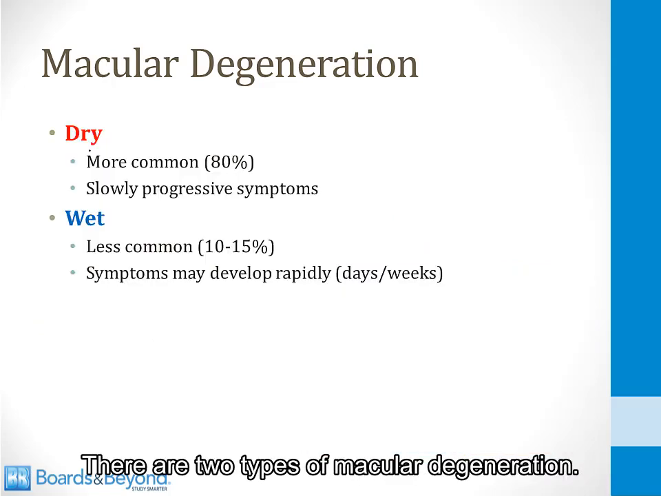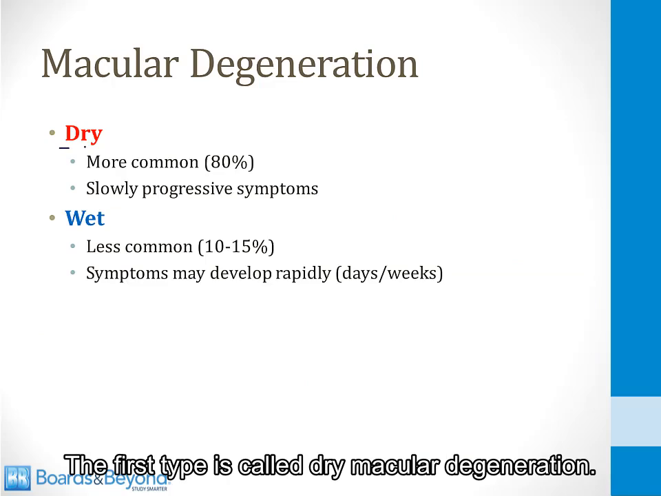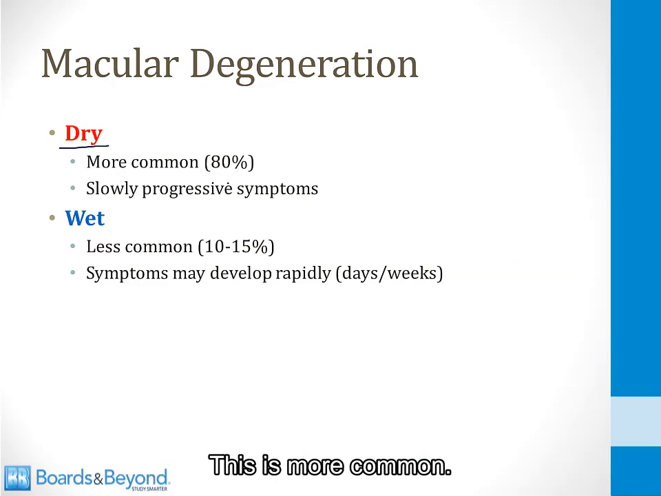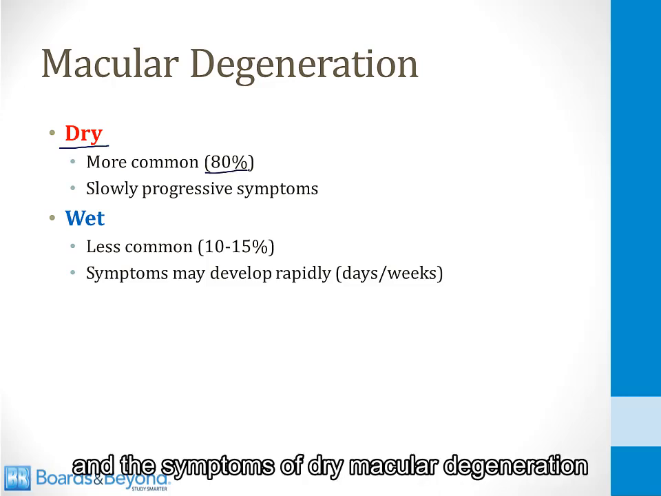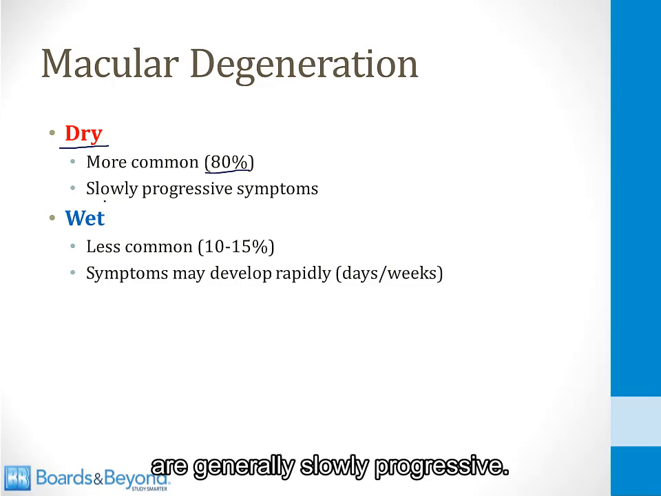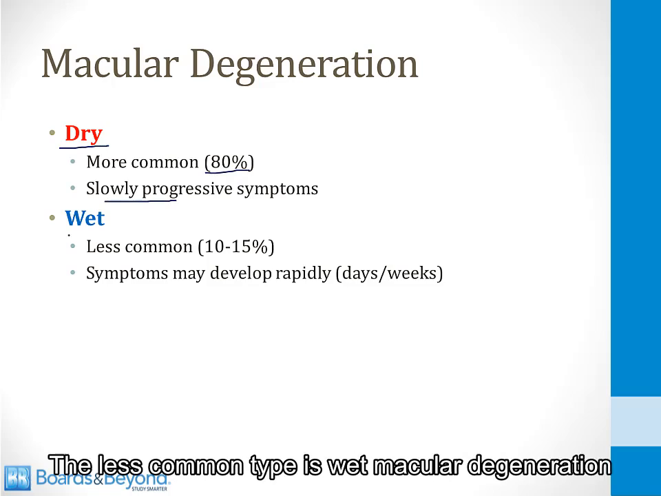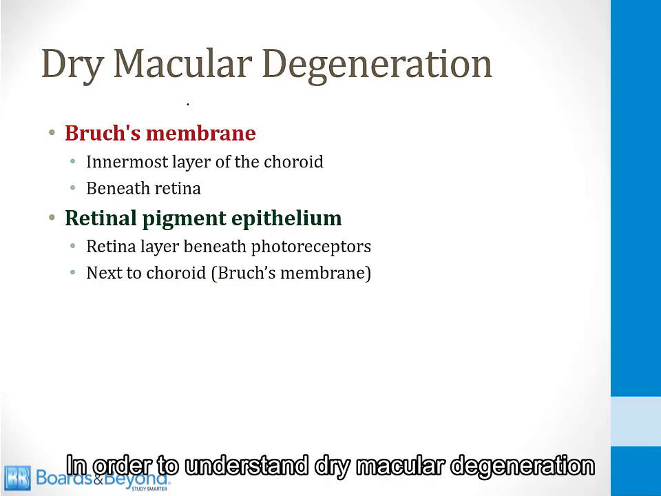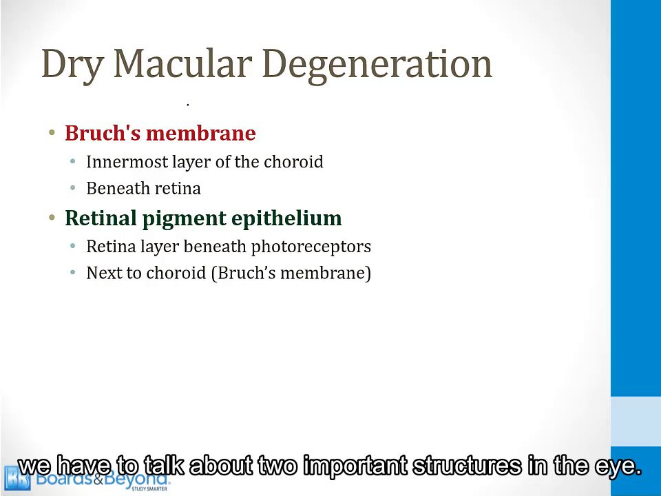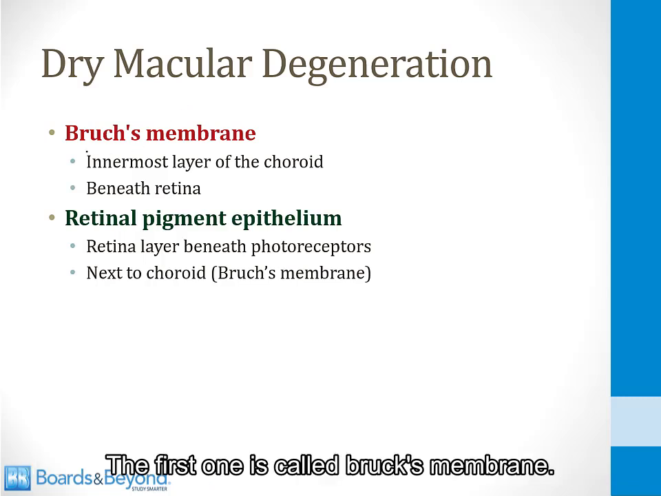There are two types of macular degeneration. The first type is called dry macular degeneration. This is more common. It's responsible for about 80% of cases, and the symptoms of dry macular degeneration are generally slowly progressive. The less common type is wet macular degeneration, and this can develop rapidly with symptoms that occur over days or weeks. In order to understand dry macular degeneration, we have to talk about two important structures in the eye. The first one is called Bruch's membrane.